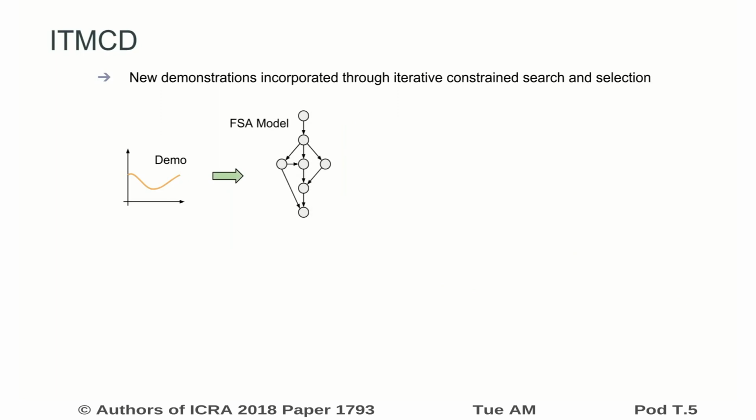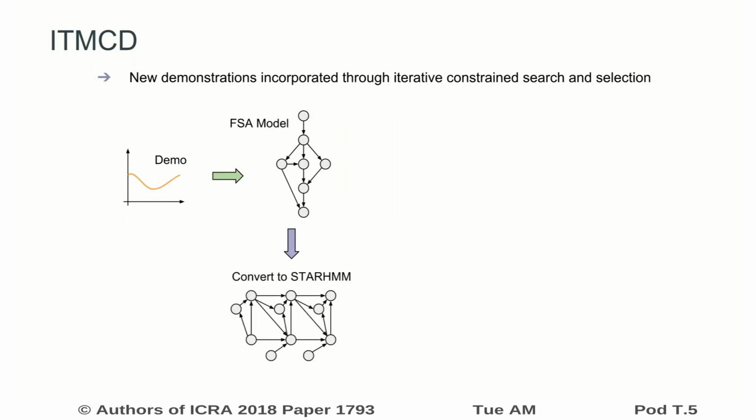To accomplish this, we propose an algorithm that modifies a baseline task model represented as a finite state automaton through iterative constraint search and selection. The FSA model is converted to a STARHMM representation in order to perform subsequent model learning and selection steps.